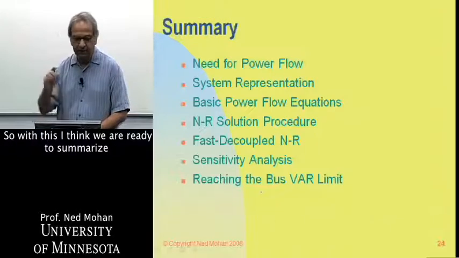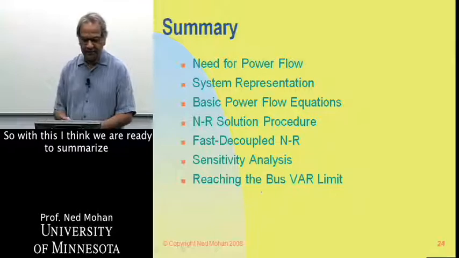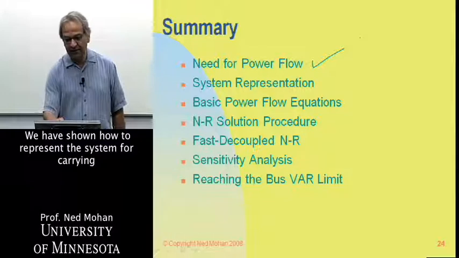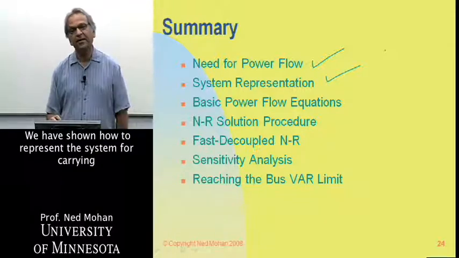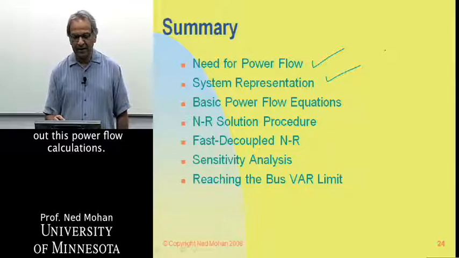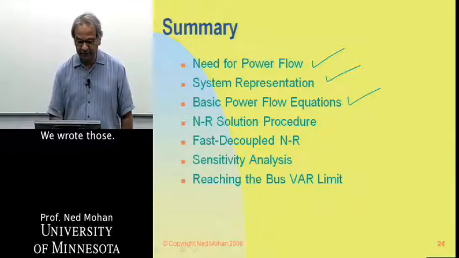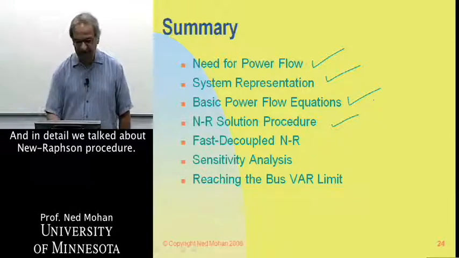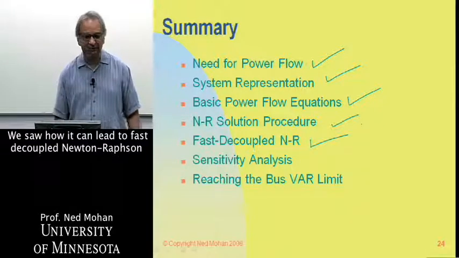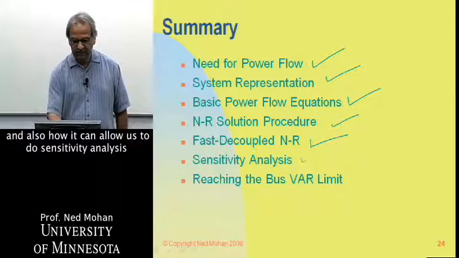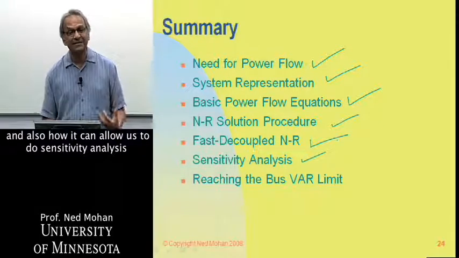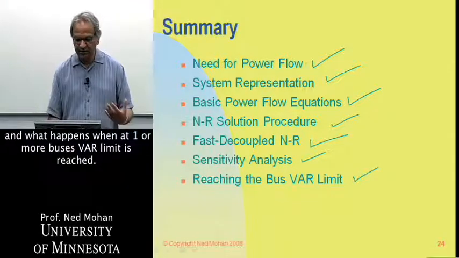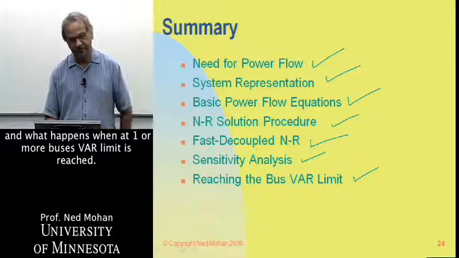Okay. So with this, I think we are ready to summarize that we have shown the need for power flow. We have shown how to represent the system for carrying out these power flow calculations. What are the basic equations? We wrote those. And in detail, we talked about the Newton-Raphson procedure. And we saw how it can lead to fast decoupled Newton-Raphson, and also how it can allow us to do sensitivity analysis, and what happens when at one or more buses a VAR limit is reached. Okay, so thank you very much.